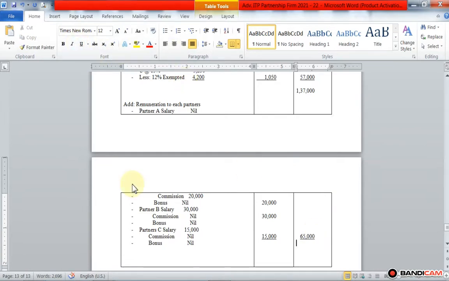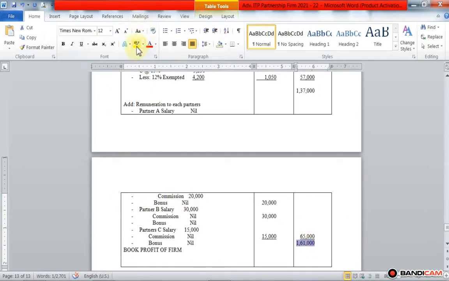Now make the total, and that total is 161,000. So here we get 161,000. That 161,000 is known as the book profit of the firm. Here we find out the book profit.